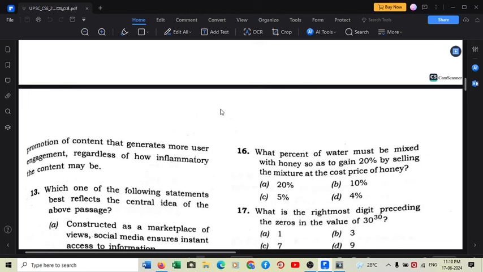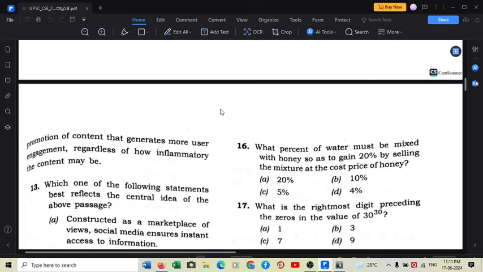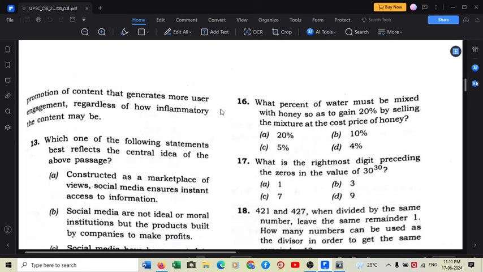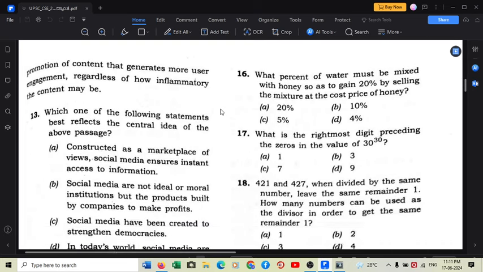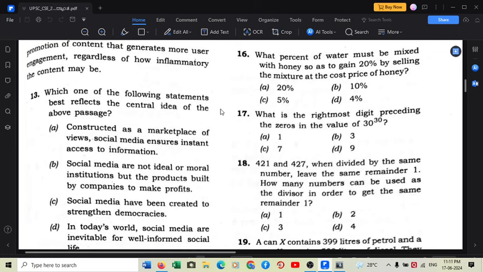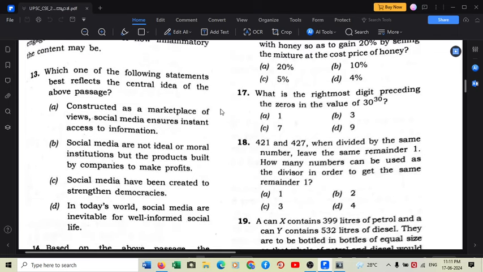So definitely this passage is conveying the reality of present day internet and how users are basically responding to the content on the internet. So let us see the question: which one of the following statements best reflects the central idea of the passage? Statement A: constructed as a marketplace of views, social media ensures instant access to information. Definitely okay. Social media ensures instant access to information, but it is not the central idea of the passage.